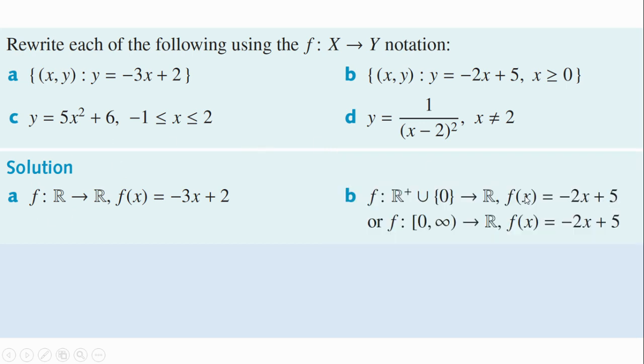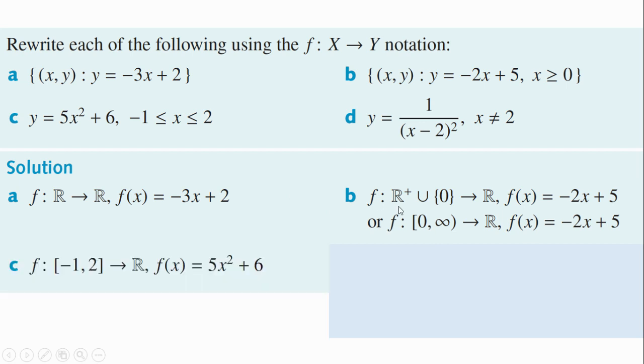B, so this bit here, f of x equals -2x plus 5. So that's the easy bit. Saying here that it's all values of x greater than or equal to 0. So this is saying that it's all real positive numbers, including 0. Another way you can write it, of course, is to say that it goes from 0 to infinity. So those two things mean the same thing. It's good that you know both ways.